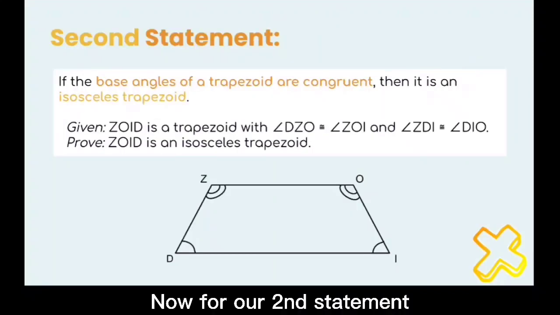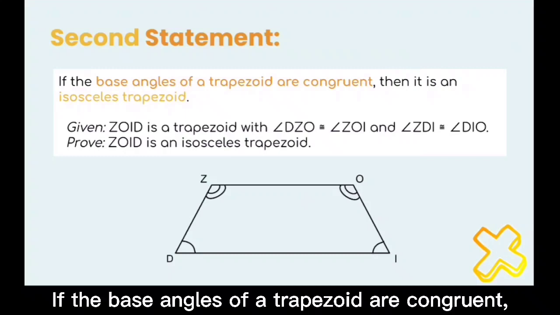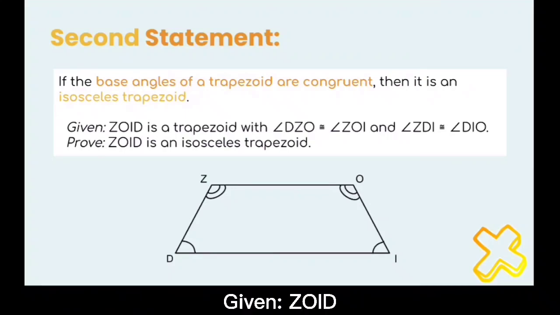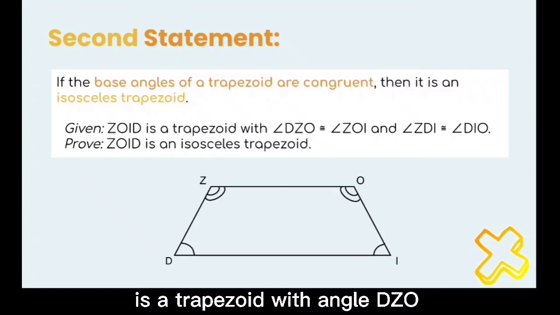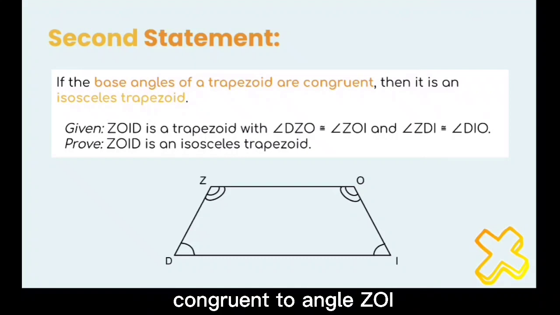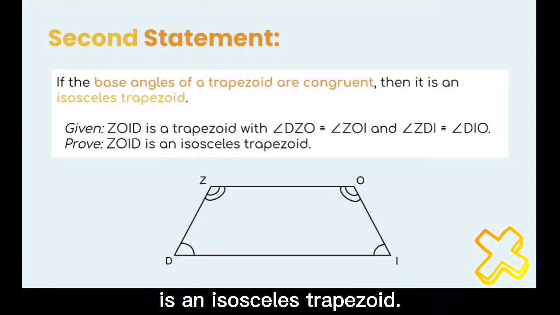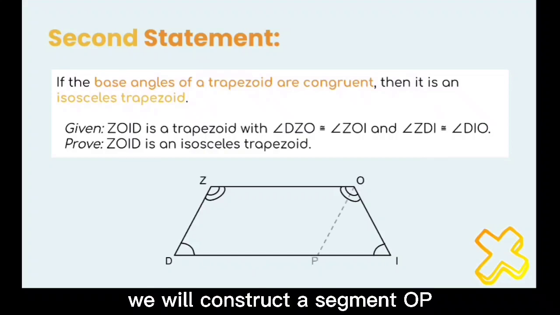Now for our second statement. If the base angles of a trapezoid are congruent, then it is an isosceles trapezoid. Given ZOID is a trapezoid with angle DZO congruent to angle ZOI and angle ZDI congruent to angle DIO, prove that ZOID is an isosceles trapezoid. Before proving this theorem, we will construct a segment OP that is parallel to segment ZD.